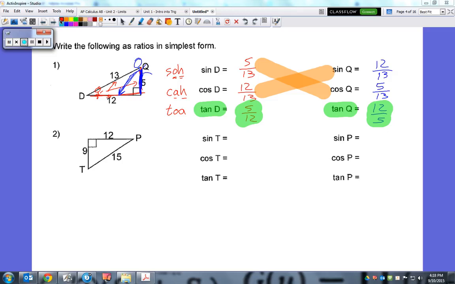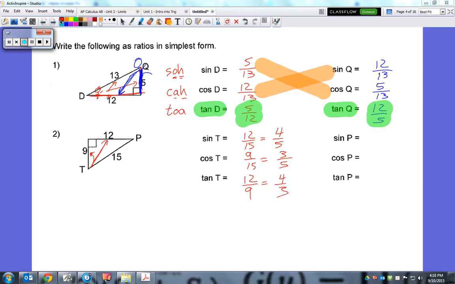So the sine of T, again, sine is opposite over the hypotenuse. So this would be 12 over 15. But you would not get full credit unless it's simplified. So we will simplify it to 4/5. The cosine is the adjacent over the hypotenuse. So 9 over 15, which is going to reduce to 3/5. And then the tangent of T, that is 12 over 9. So 12 over 9, again, simplified, would give me 4/3.